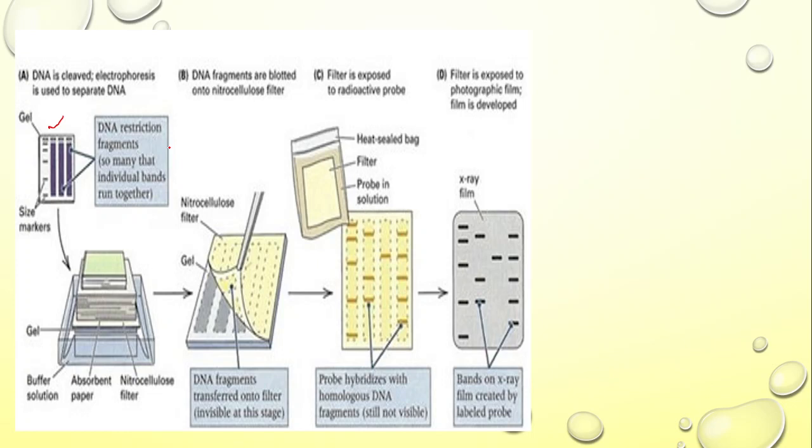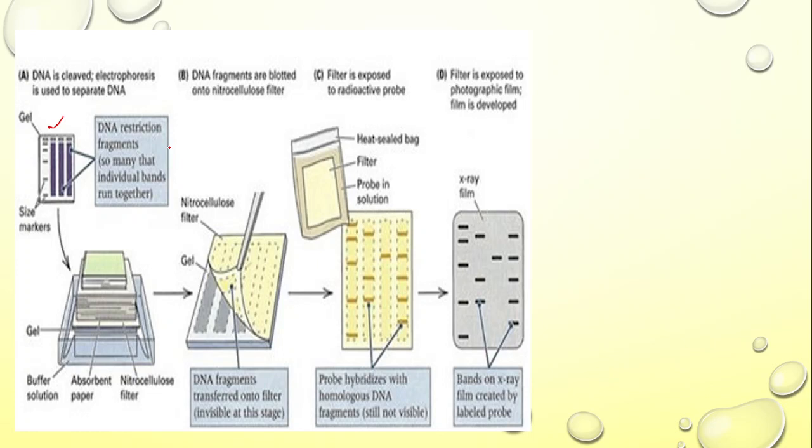To cross-link the DNA onto the membrane, you subject it to a temperature of 80 degrees Celsius for 1 to 2 hours, and this process is known as baking. Baking allows the cross-linking of the DNA onto the nitrocellulose filter. Alternatively, you can also use UV.